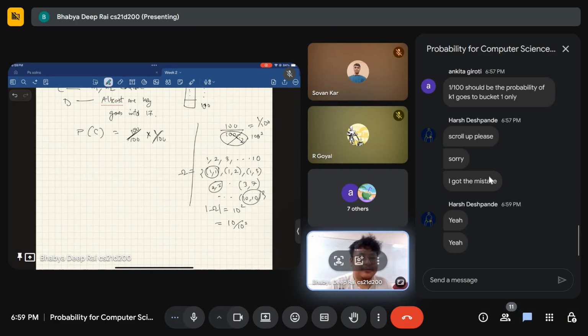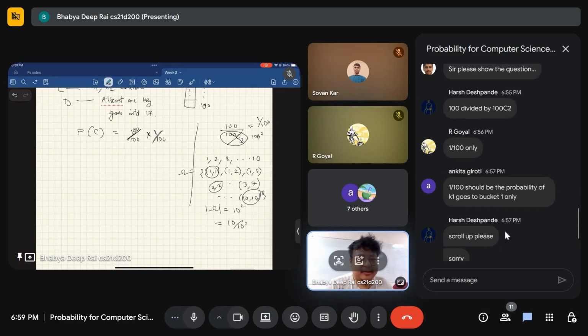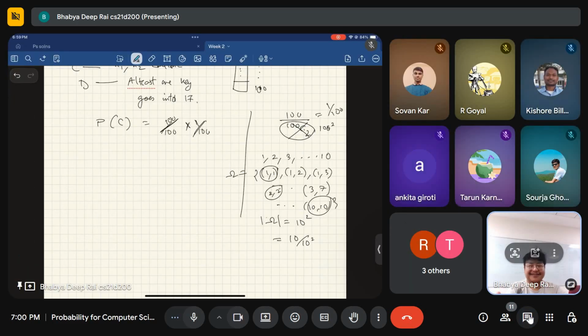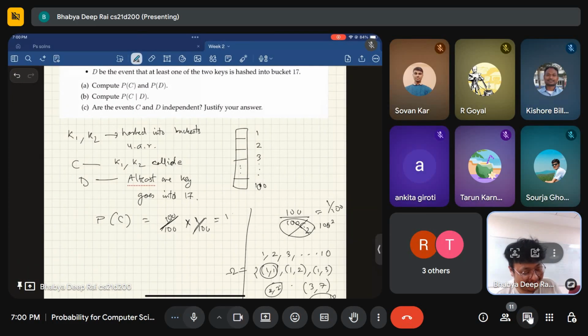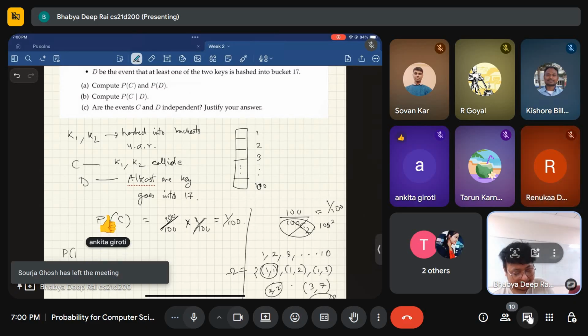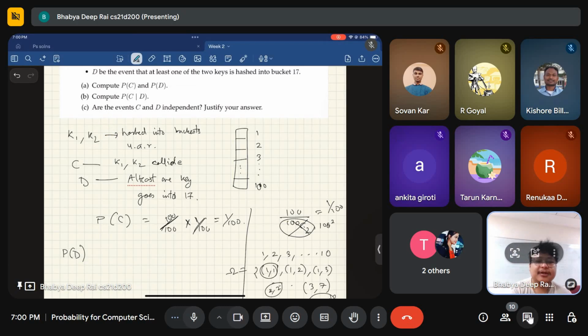Good. And Ankita was saying 1 by 100 should be the probability that K1 goes to bucket 1 only. If I fix the bucket, then yes, it is 1 by 100. Okay, so this is 1 by 100. Now compute P of D.